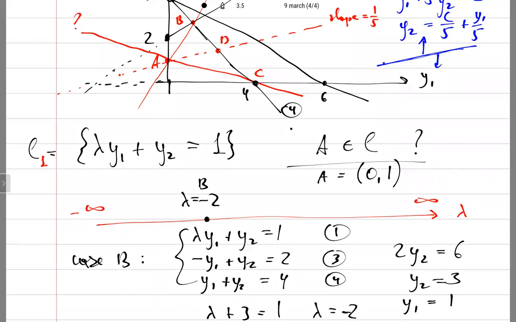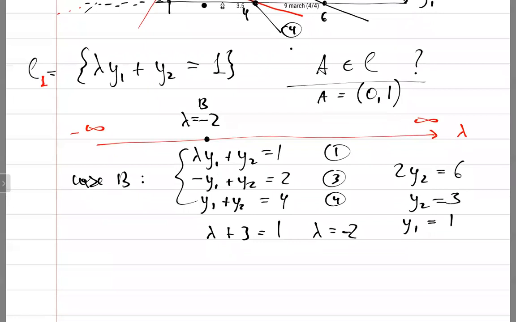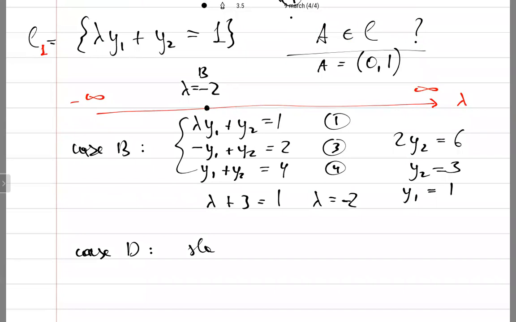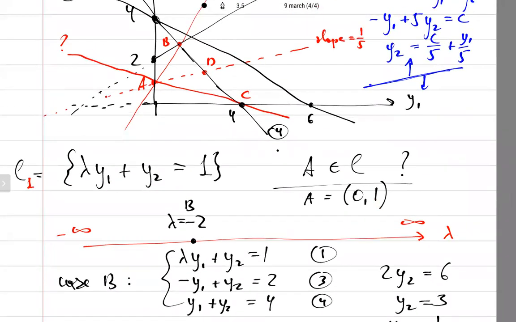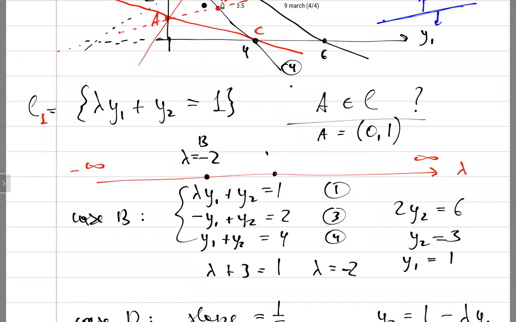Okay, let's move on. Let's consider case D. The slope of my rotating line is equal to 1 over 5. And basically, y2 is 1 minus lambda y1. From the other hand, the slope is minus lambda. And so lambda is minus 1 over 5. So case D is here, lambda is minus 1 over 5.